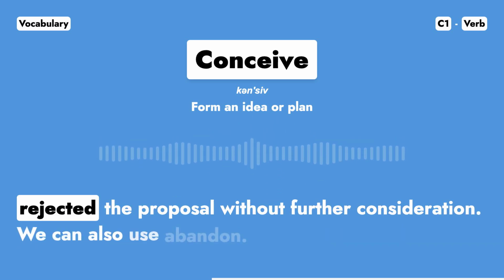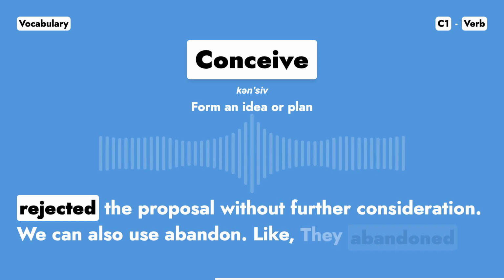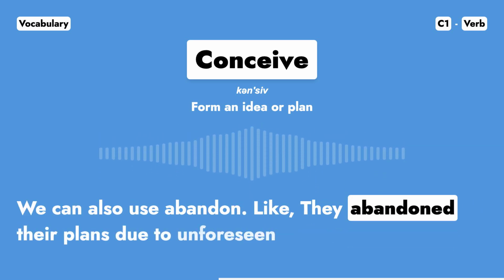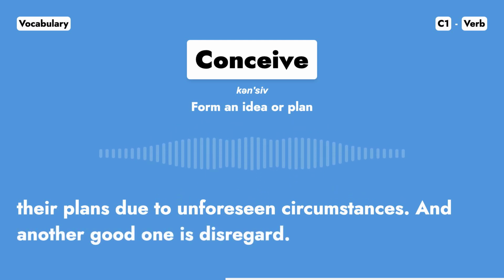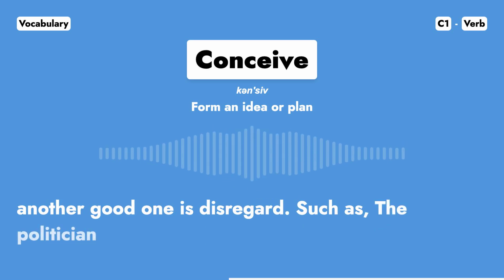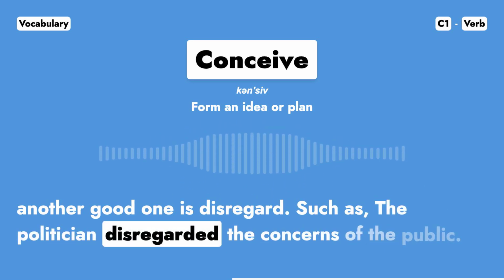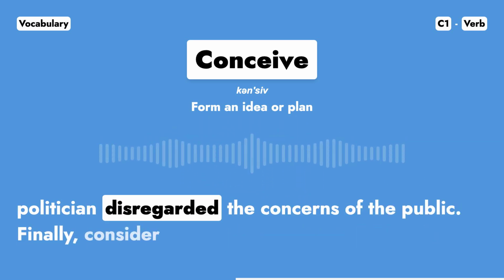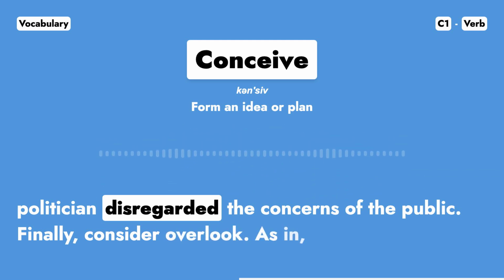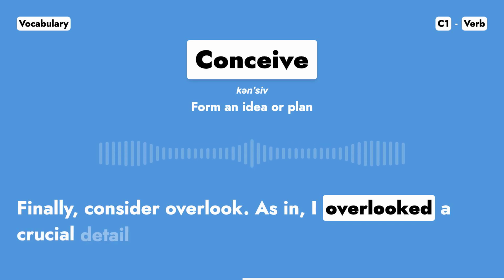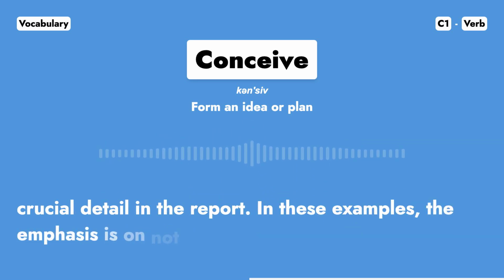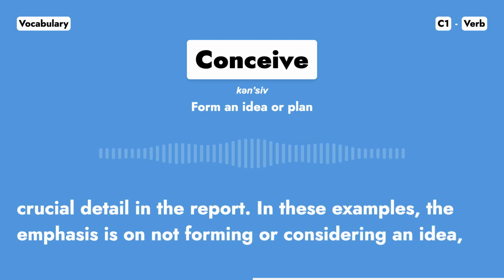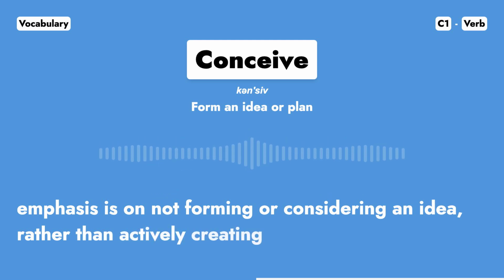We can also use abandon, like, they abandoned their plans due to unforeseen circumstances. And another good one is disregard, such as, the politician disregarded the concerns of the public. Finally, consider overlook, as in, I overlooked a crucial detail in the report. In these examples, the emphasis is on not forming or considering an idea, rather than actively creating one.